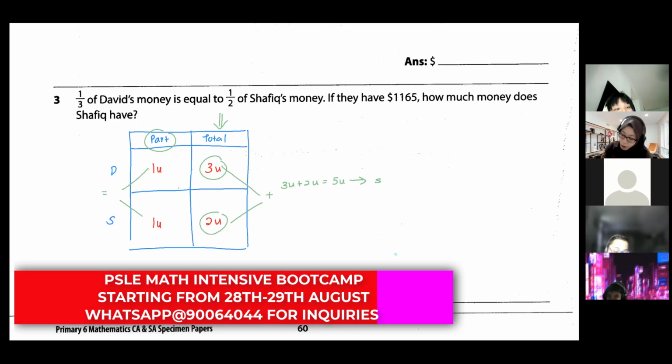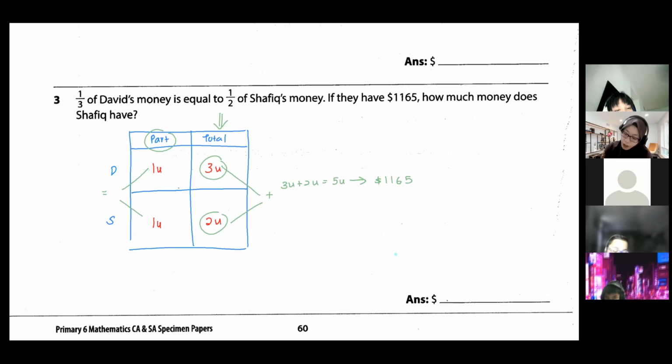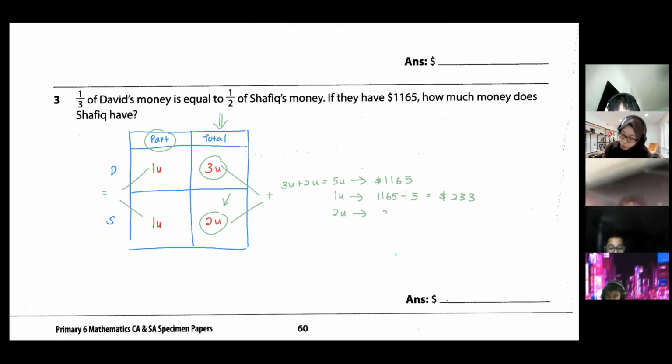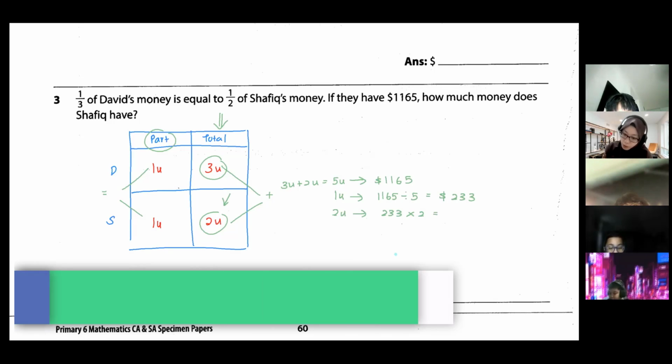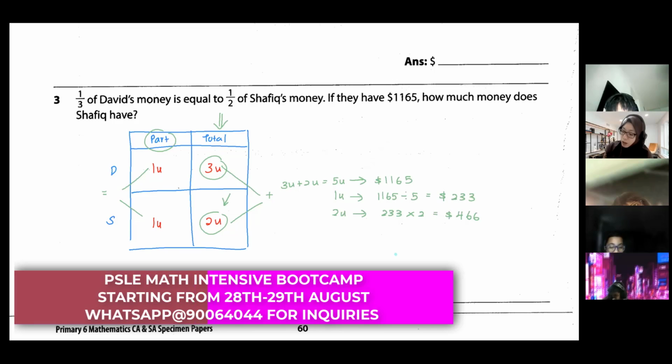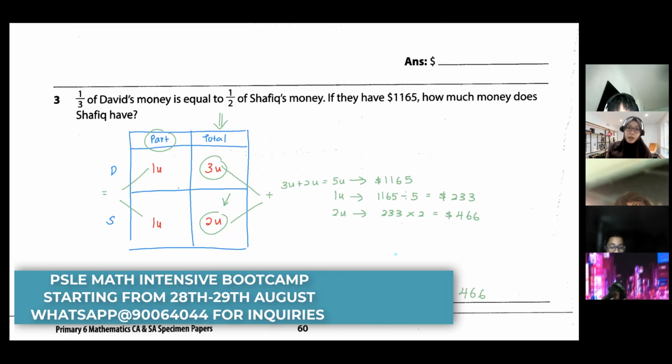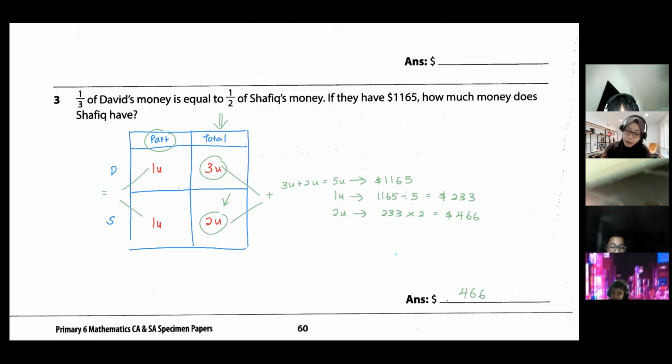5 units is 1165. 1 unit is 1165 divided by 5, and I get $233. I want to know how much Shafiq has. So for Shafiq, you cannot look at the parts, but look at Shafiq's total. This one. So 2 units is what I want. So 233 times 2 equals $466. That's your answer. So this is the equal concept where you need to identify the parts and the total from each of the fractions given.